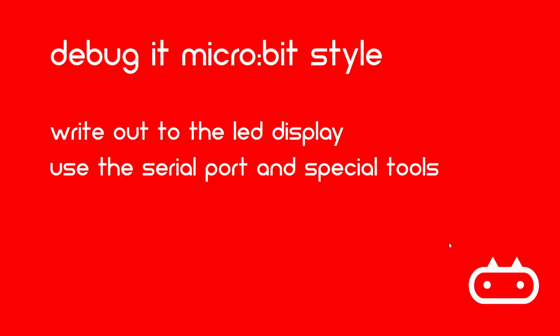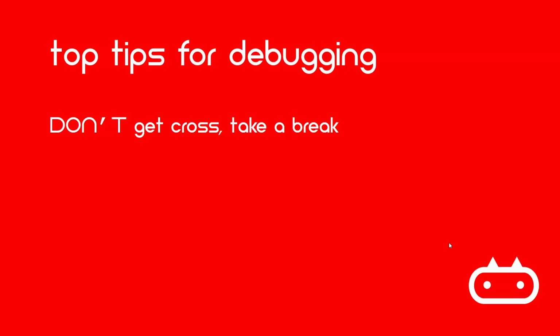But before we do that, I just want to go through some general tips from my experience of programming over many years of how I try and debug, and some great ways that have helped me. The first one is just don't get cross. Don't do a Kylo Ren. It doesn't help. Sometimes you just are going to get cross, but take a break, go and do something else for a bit and come back and look at the code later. You'll probably spot it in 5 minutes if you do that.